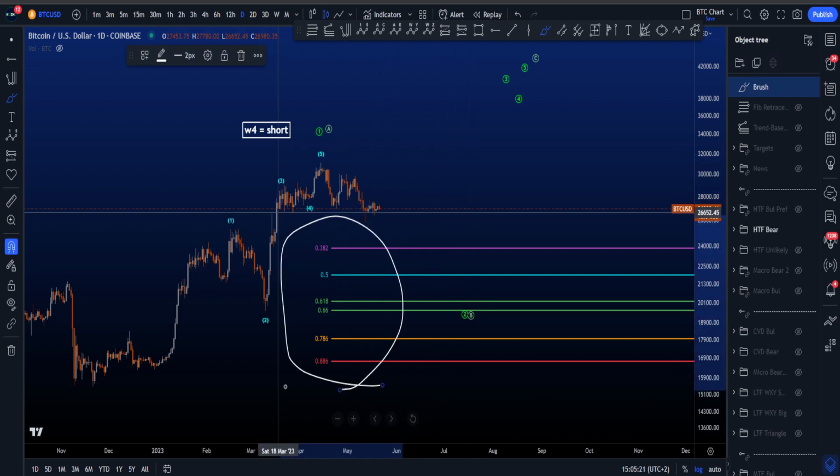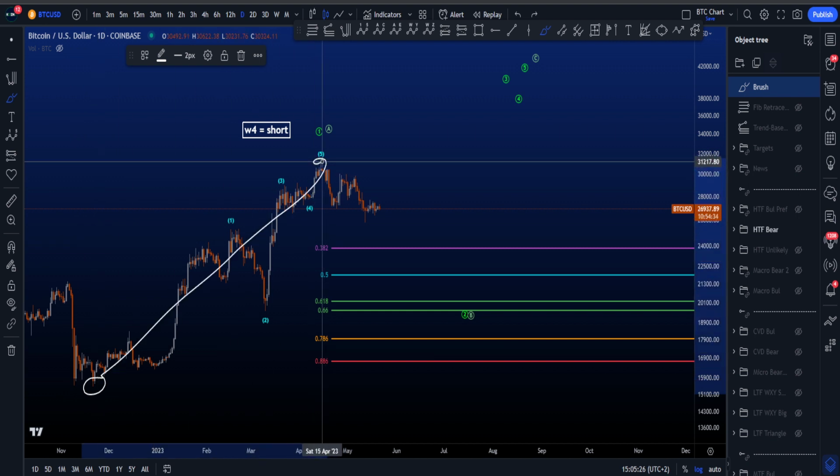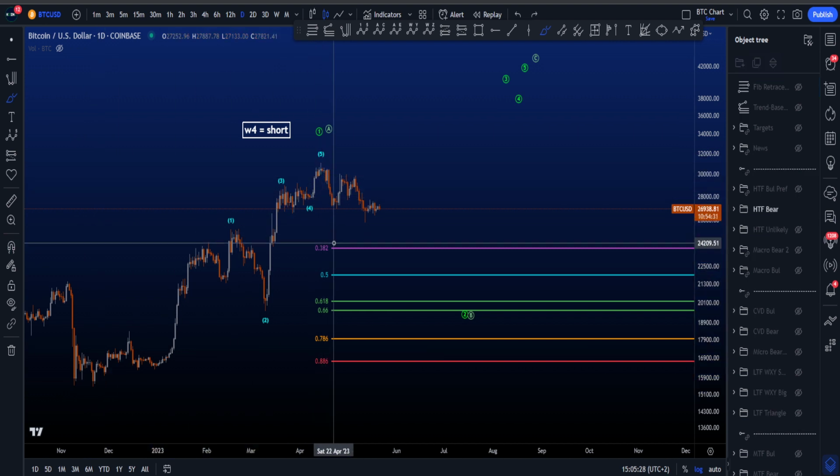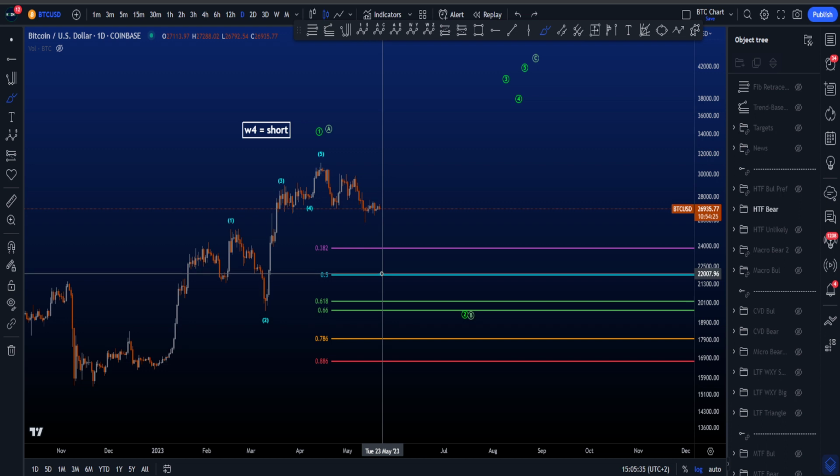The fibs that you see over here are taken from the 15.4k low all the way to the high of wave 5 over here at 31k. And then for a wave 2, again, the common targets for a wave 2 are between the 0.5 and the 0.786, which is between 22k and 18k.